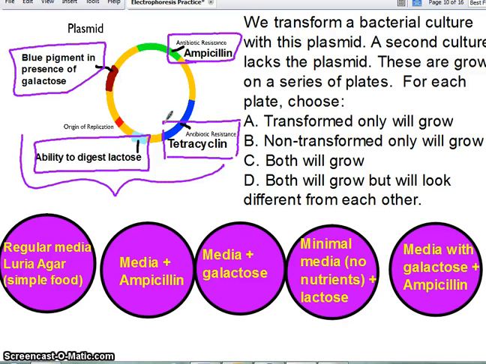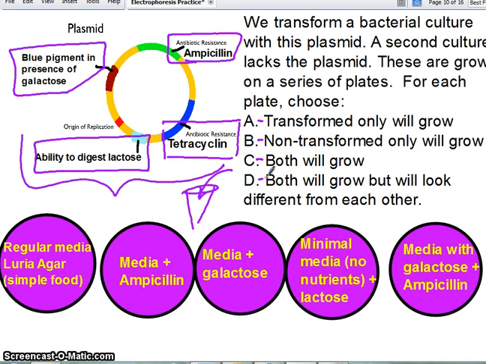So they want to know, so you treat your bacteria. Remember, not every bacteria is going to get a copy of the plasmid. So we want to know, if we grow these bacteria on a series of plates, what's going to grow? Will it be only the transformed, only the non-transformed, both, or both, but they'll look different from each other?